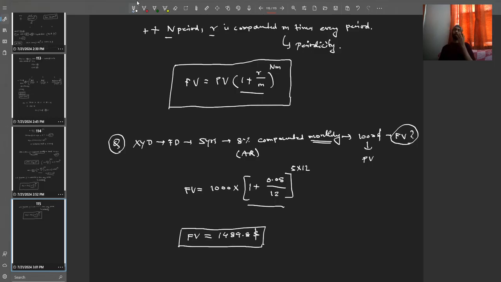Now we have done quarterly, we have done monthly. We can make it more refined, right? We can make it daily. We can also make it continuously. What will happen if we make it continuously? Let's see that.